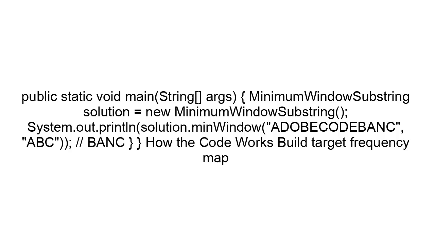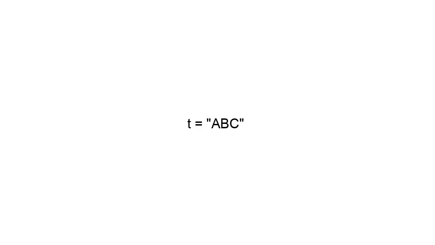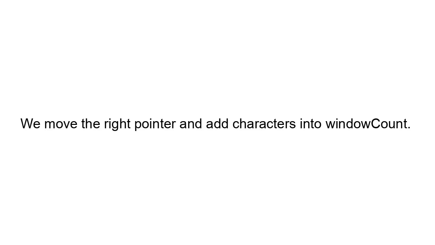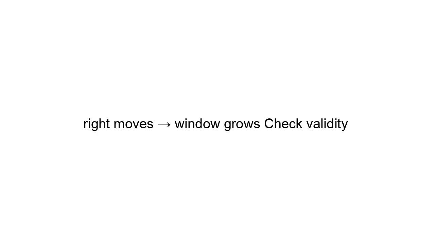How the code works. Build target frequency map. This stores how many times each character is needed. T equals ABC. Map becomes A equals 1, B equals 1, C equals 1. Expand the window. We move the right pointer and add characters into window count. Example concept: right moves means window grows.